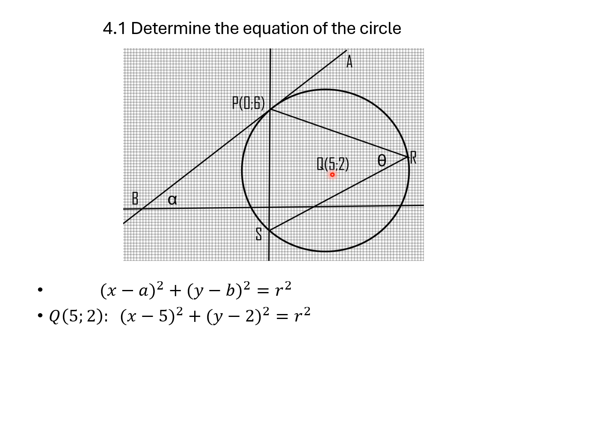Now, from Q to P, I assume you know that's a radius. So to get the length of the radius, I'm going to substitute P(0; 6): x equals 0, y equals 6. So 0 minus 5 gives me 5 squared, which is 25. 6 minus 2 gives me 4 squared, which is 16, and 16 plus 25 gives me 41. So r squared equals 41. Now my equation becomes (x minus 5) squared plus (y minus 2) squared equals 41.